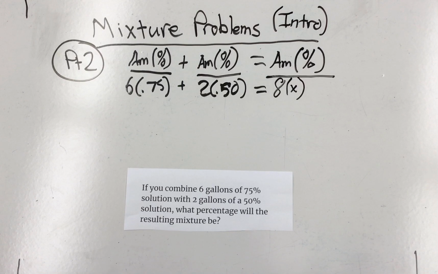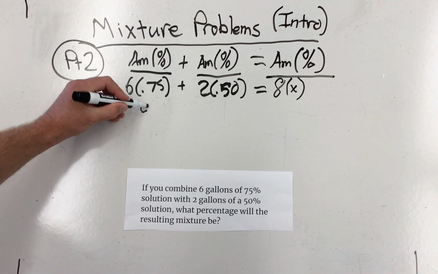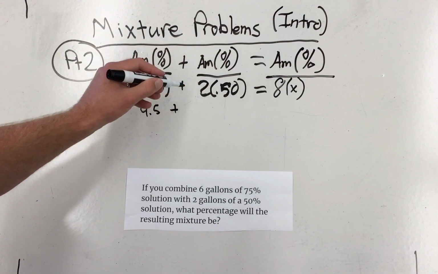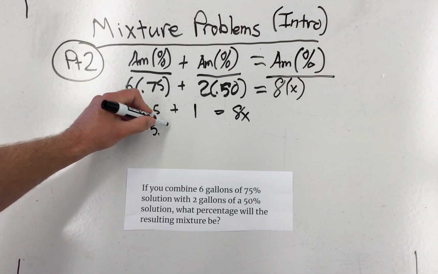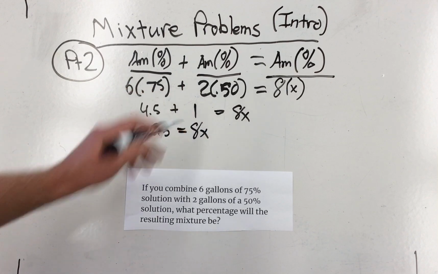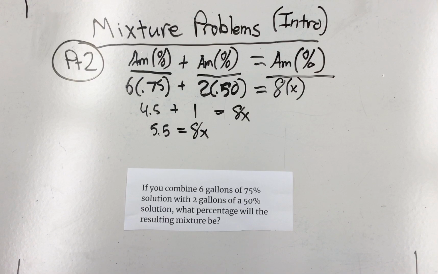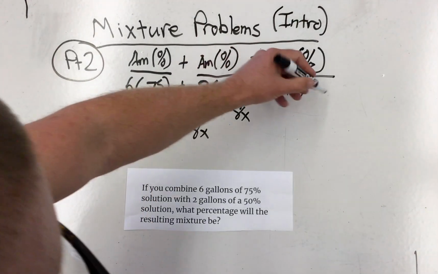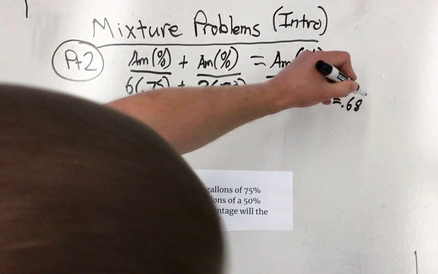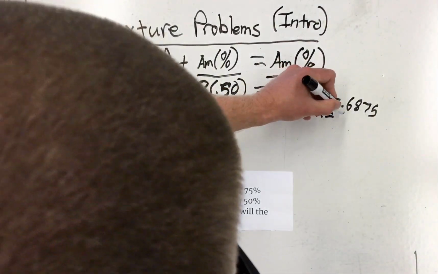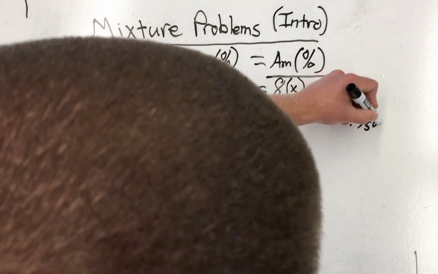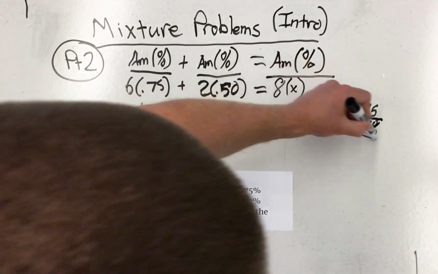And now it's just about crunching some numbers. So we go 6 times 0.75, which gives us 4.5, plus 2 times 0.5, which is just 1, is equal to 8x. So we have 5.5 is equal to 8x, and if we divide that out, 5.5 divided by 8, x equals 0.6875, which means that x equals 68.75%.